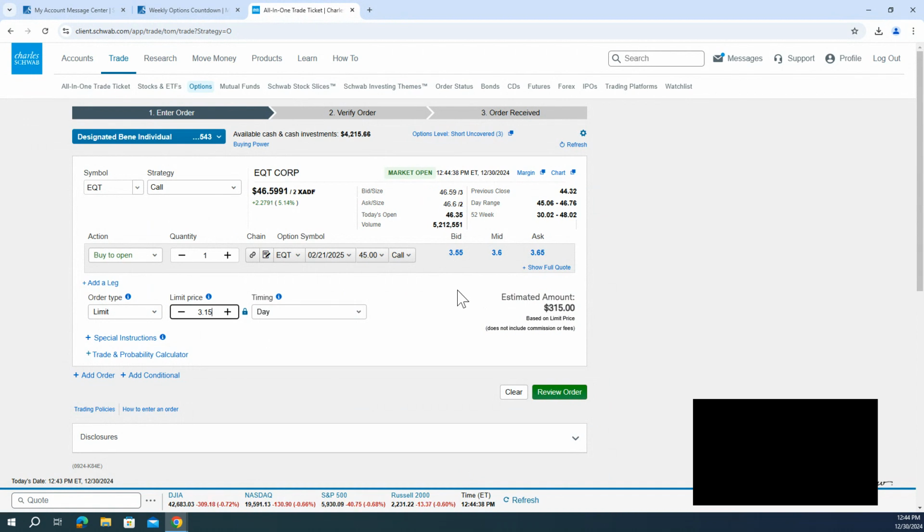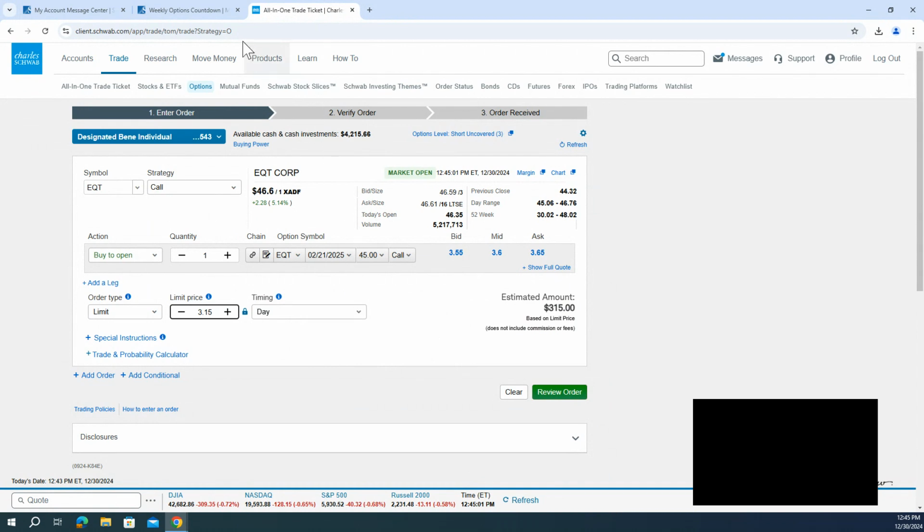So when we submit our order to Schwab, it'll go into a pending status. And as the price of that option fluctuates throughout the session, hopefully it'll drop down to $315 and fill our order. If come 4 o'clock Eastern it never drops down, then since our order was a day order, it'll automatically expire at the end of the session.